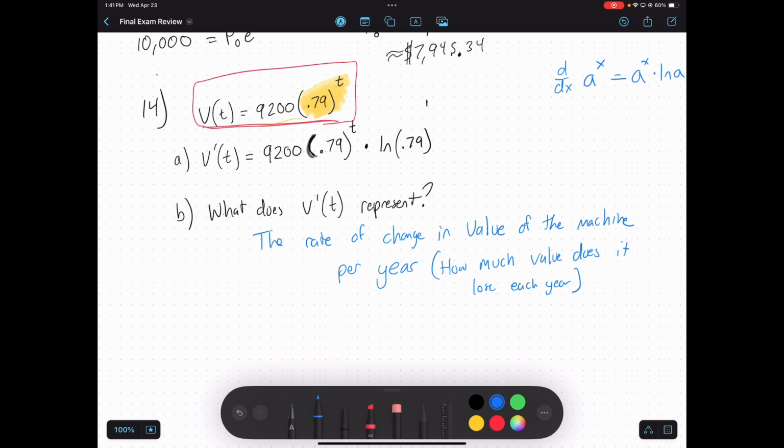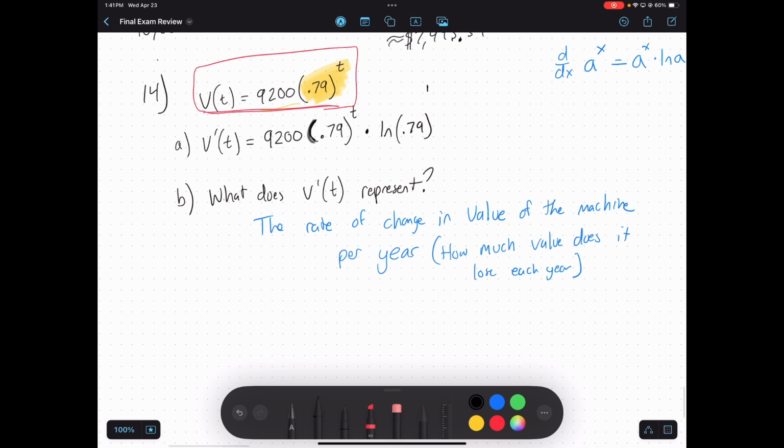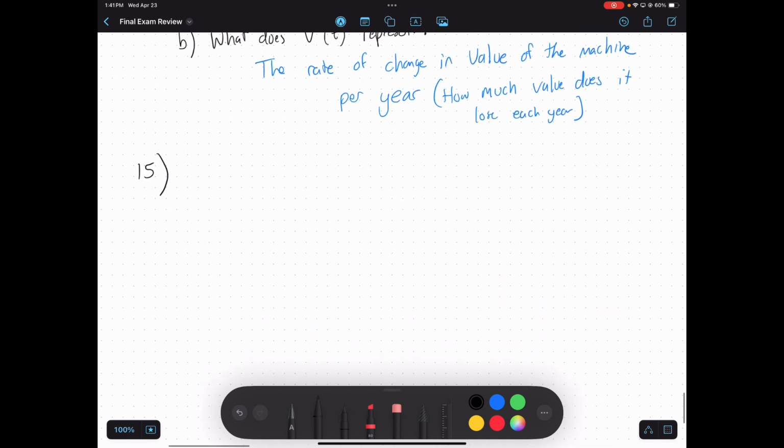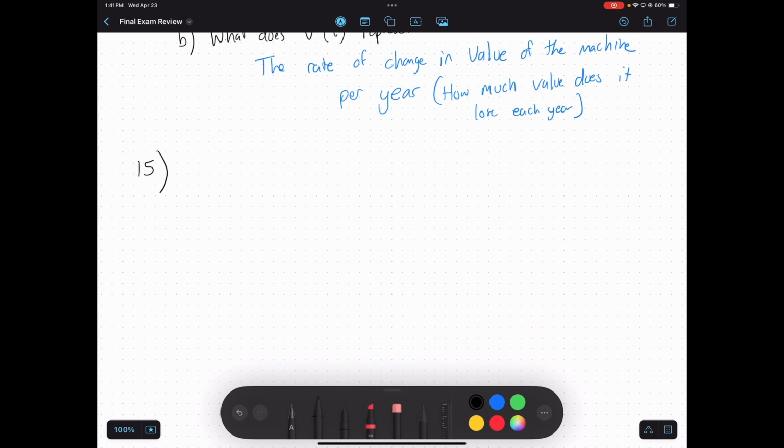Okay, any questions about this one? Another good little exponential function. Now we get to chapter 4. So chapter 4 gives us a velocity function of a particle. Sorry, number 15. Number 15 gives me a velocity function for a particle.